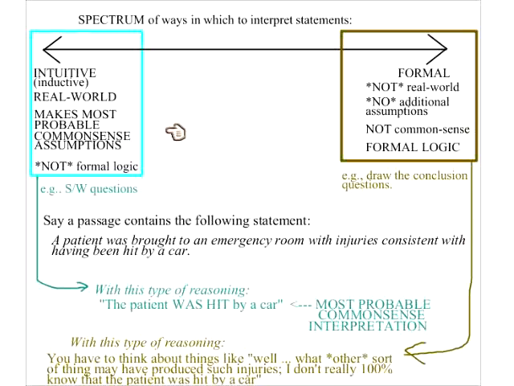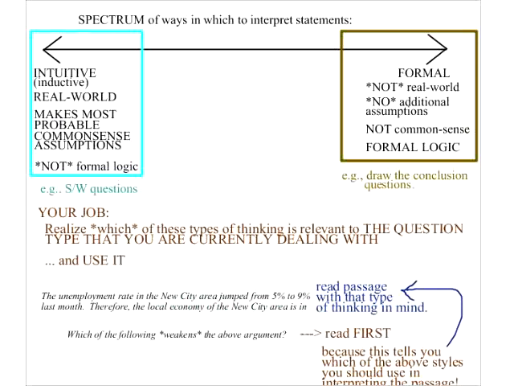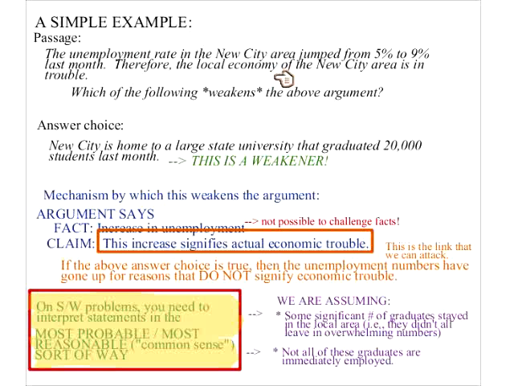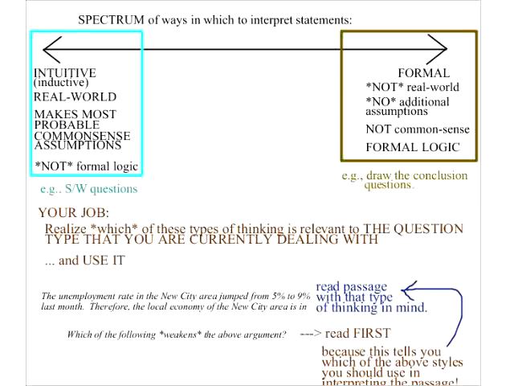In strengthen and weaken problems, you have to make plausible common sense assumptions. So you can do this. Similarly, in this problem, you have to go ahead and assume that these graduates, some of them are in town, and some of them had to look for jobs for a while. And those are the best assumptions because the other possibilities are sort of remote.